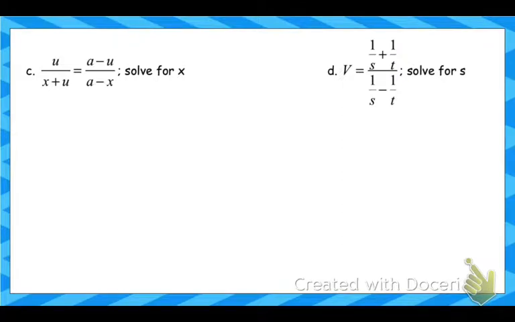All right, let's try another one. So in this case, we have a fraction equal to a fraction, so cross multiplying is probably going to be our best method. So cross multiply. And now it says I'm solving for x. So let's go ahead and multiply everything out and get x by itself.